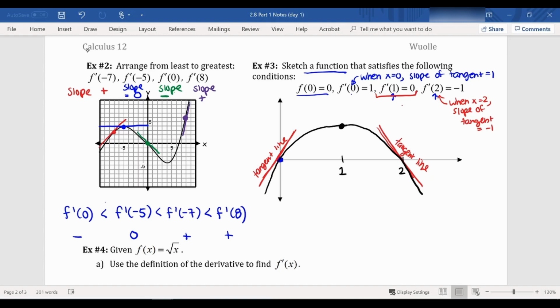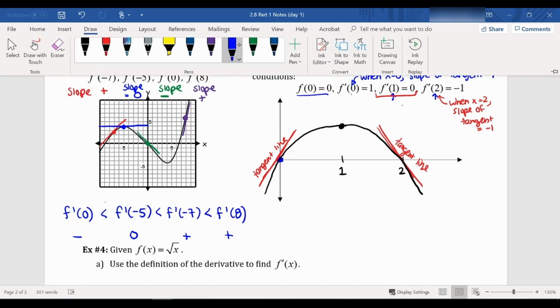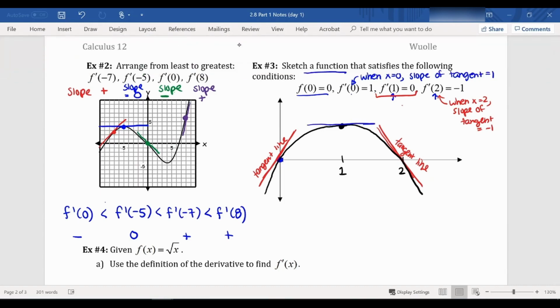Okay, this is a possible function. Okay, and we see that if we did that, we would have a slope of 0 at x is 1. Okay, we could have gone up way higher and down. That would have worked as well. Okay, this is a possible function. Okay.